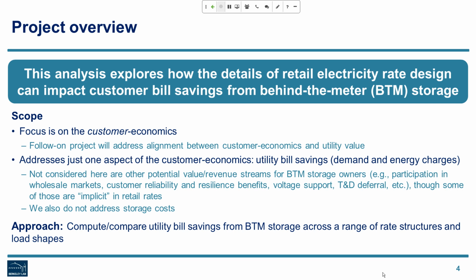So the high-level approach is to compute utility bill savings from behind-the-meter storage across a range of rate structures and load shapes, which I'm going to be detailing in the following slides.